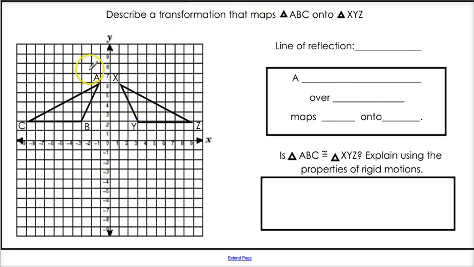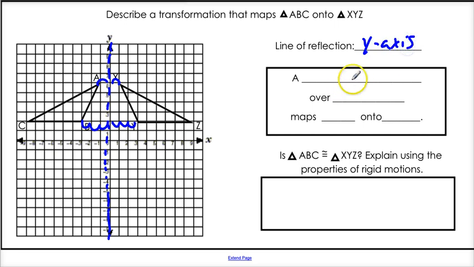Alright? So now we want to know what transformation maps triangle ABC onto XYZ. Where's that line of reflection? That would be right in the middle of these two. It has to be in the middle. Well, in my opinion, and I think I'm right, it would be the y-axis. Because if you look, A is 1 unit from the y-axis, and X is 1 unit. And B is 3 units from the y-axis, and Y is 3 units from the y-axis. Y-axis. So our line of reflection here is the y-axis.